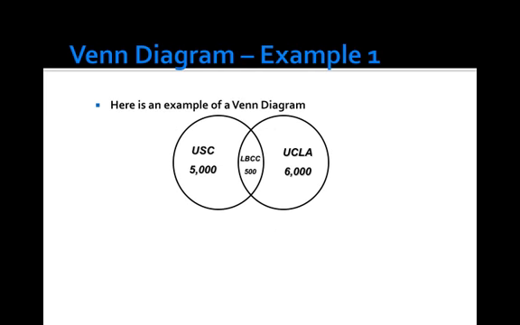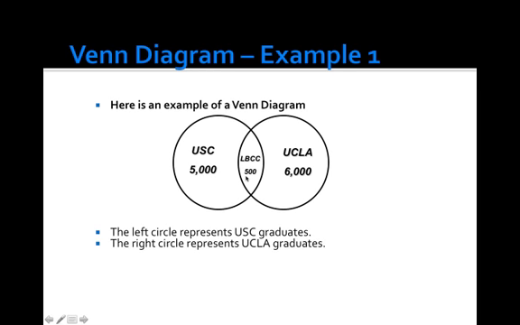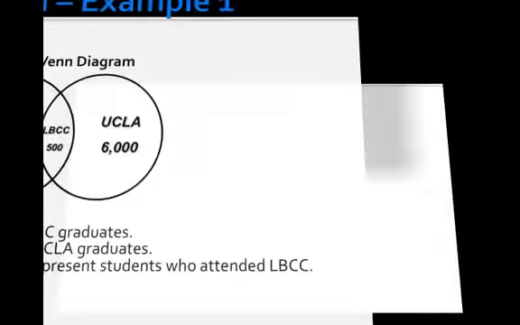Here's another example of how a Venn diagram can be used, this time using numbers. All right, so if you have a survey that was done of 11,000 students at USC and UCLA, well, 5,000 students from USC, well, comparing them to the 6,000 students at UCLA, what they have in common is 500 of them went to Long Beach City College. All right, so the two overlapping circles gives you what they have in common. That's one very, very powerful thing with the Venn diagram.